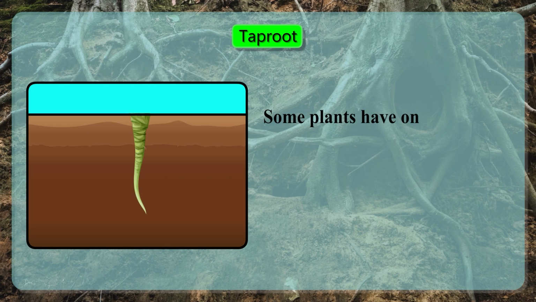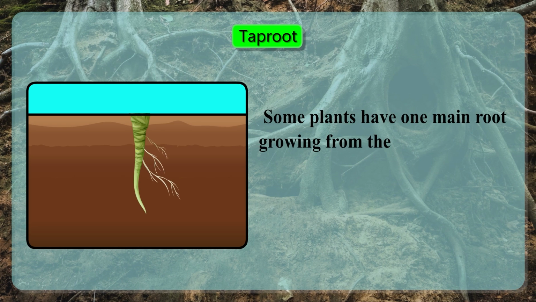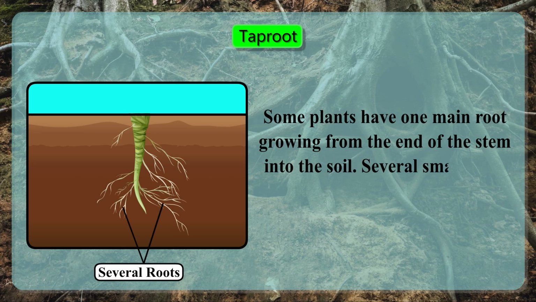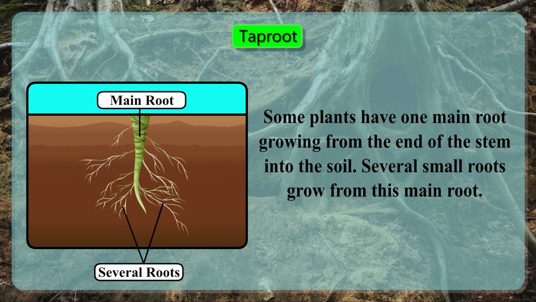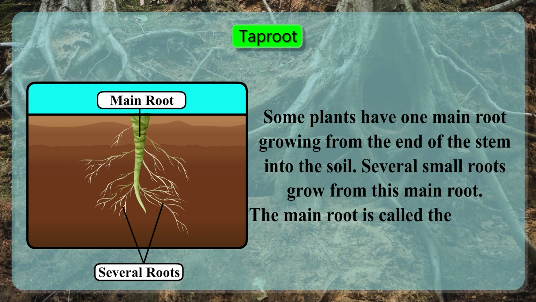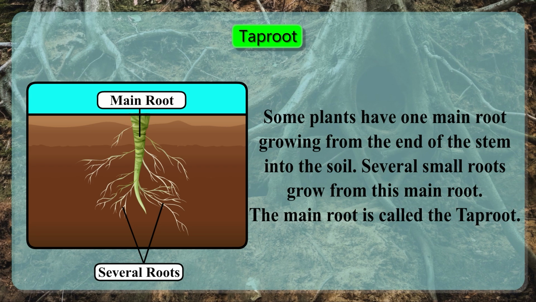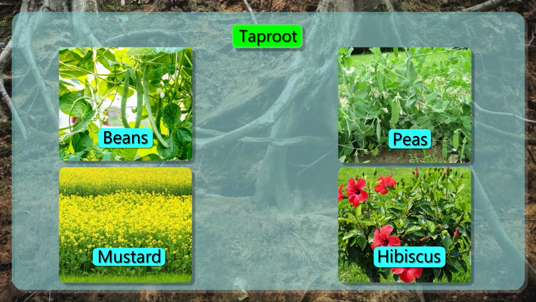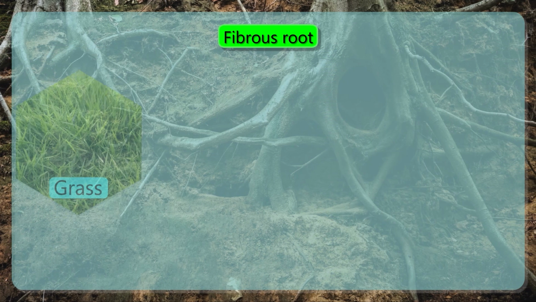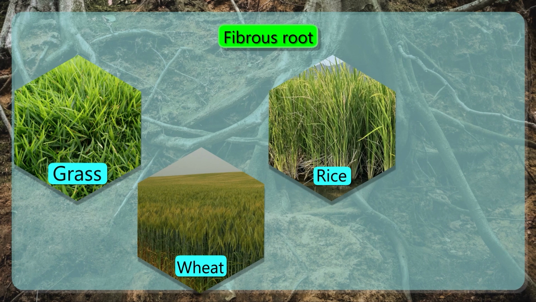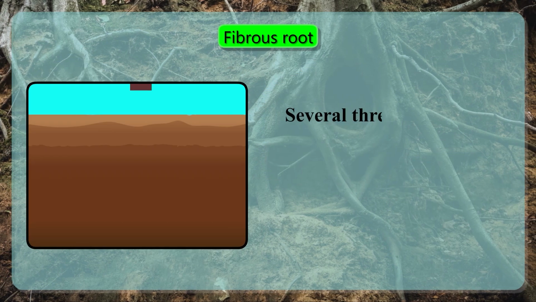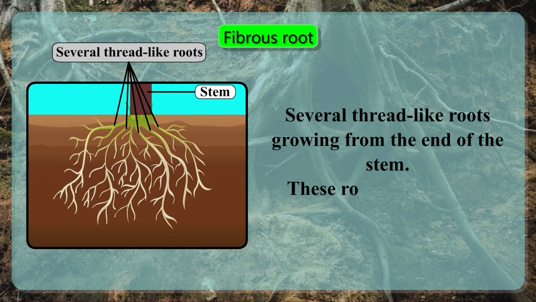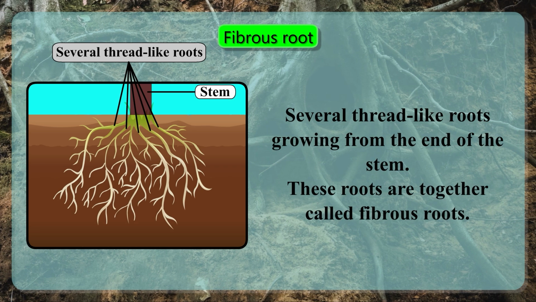Some plants have one main root growing from the end of the stem into the soil. Several small roots grow from the main root. The main root is called the taproot. Plants like beans, peas, mustard, and hibiscus have taproots. Plants like grass, wheat, rice, and onion have several thread-like roots growing from the end of the stem. These roots are together called fibrous roots.